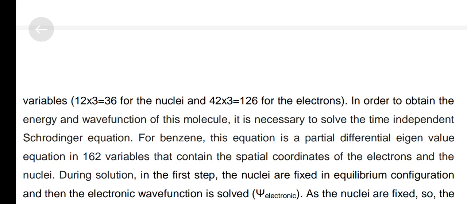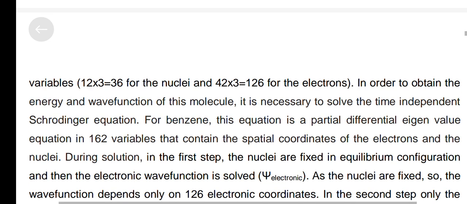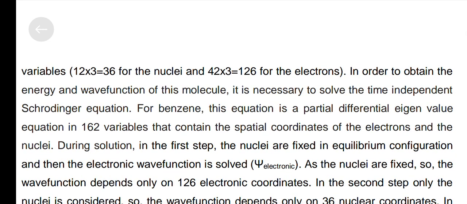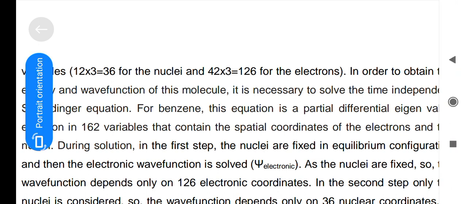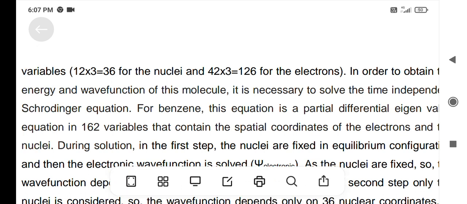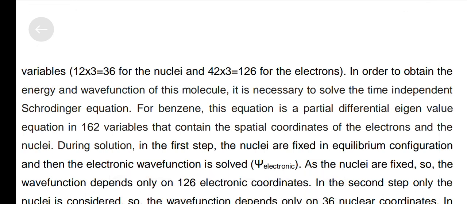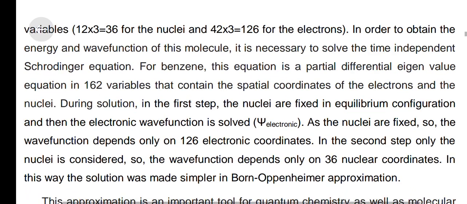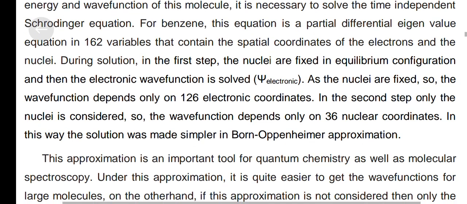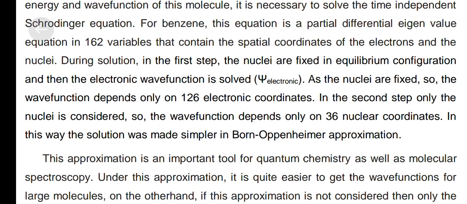During the solution in the first step, the nuclei are fixed in equilibrium configuration, and then the electronic wave function psi electronic is solved. As the nuclei are fixed, the wave function depends only on 126 electronic coordinates. In the second step, only the nuclei are considered, so the wave function depends on 36 nuclear coordinates. In this way, the solution was made simpler in the Born-Oppenheimer approximation.